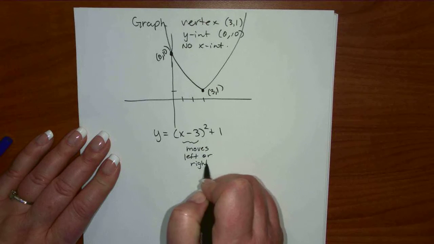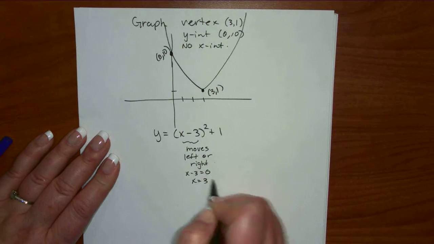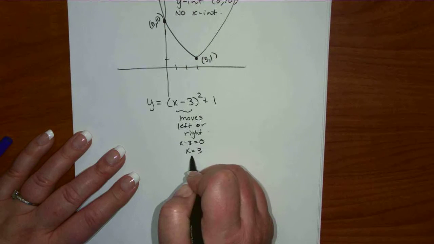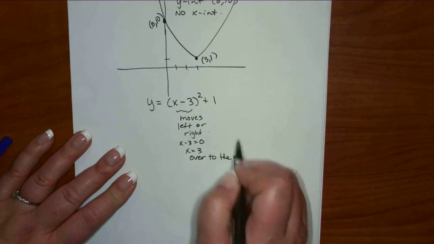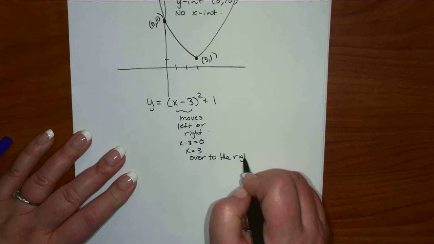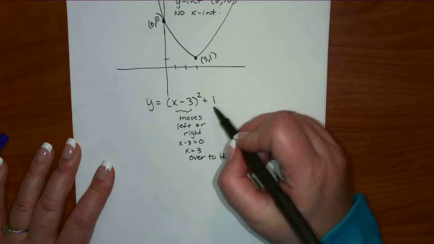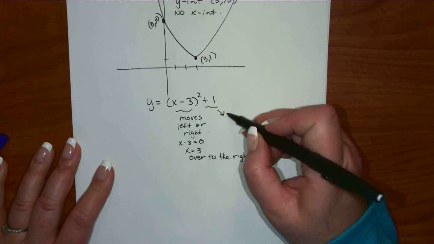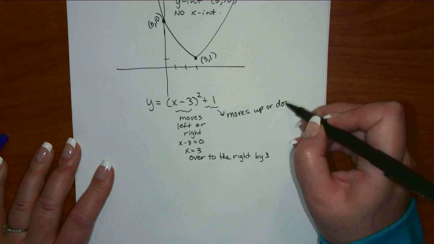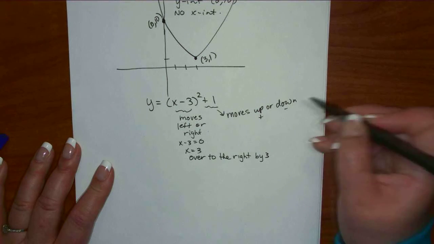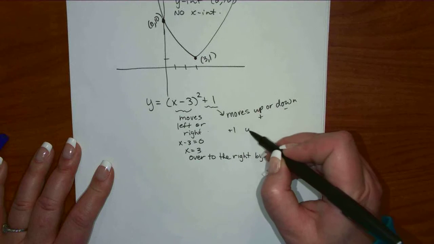How do we know which way? Well, whatever makes it 0 is 3, so it moves over to the right, because 3 is on the right, by 3. So it moves to the right 3. And this plus 1, that's the y value, so that moves either up or down. Down if it's negative, up if it's positive. So this one moves, plus 1 is up 1.